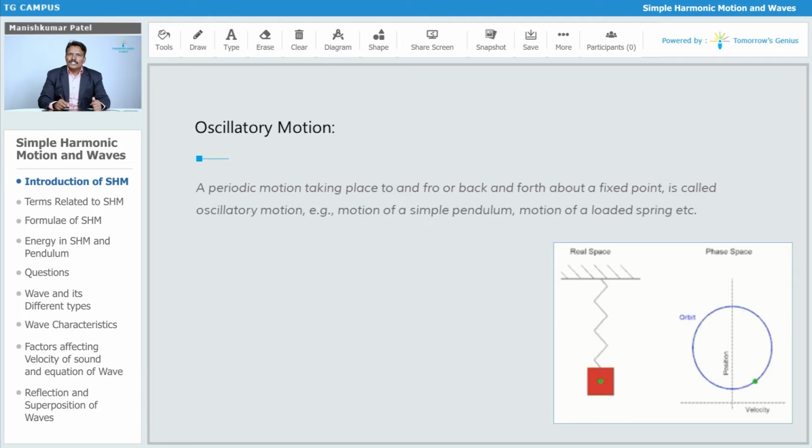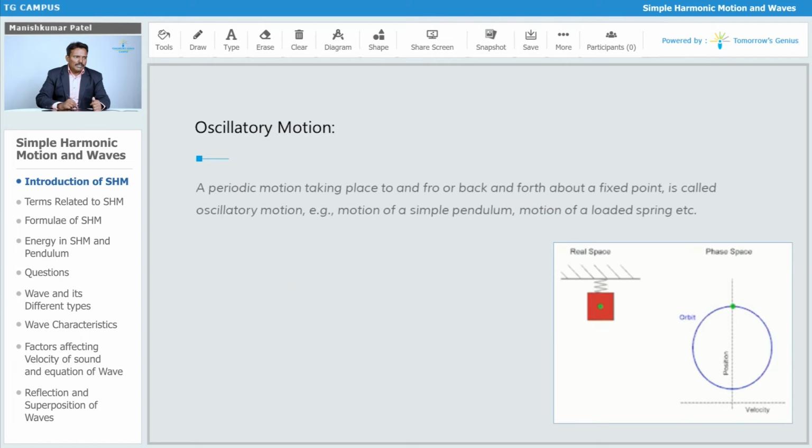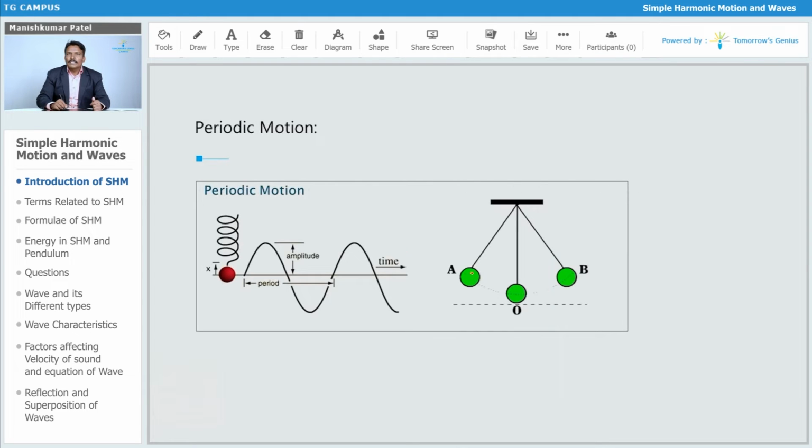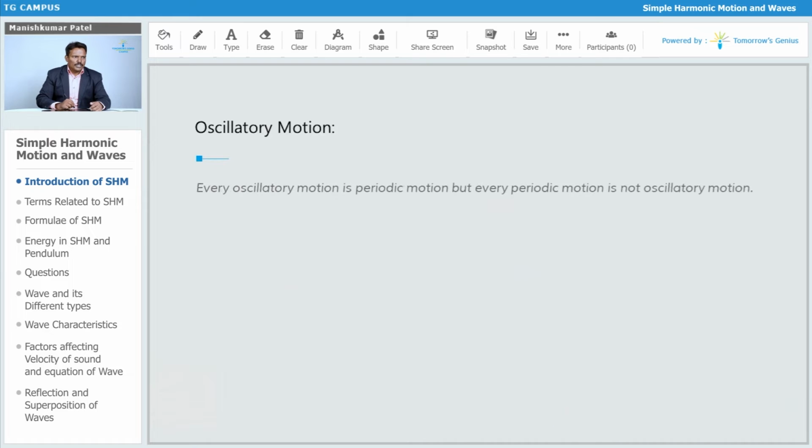Obviously it is a periodic motion, taking place to and fro or back and forth about a fixed point, and that is called oscillatory motion. The motion of a simple pendulum or the motion of a loaded spring that we have seen, this is again the simple pendulum which we have shown over here. This is also oscillatory motion. This is again the to and fro motion. This is what we call oscillatory motion.